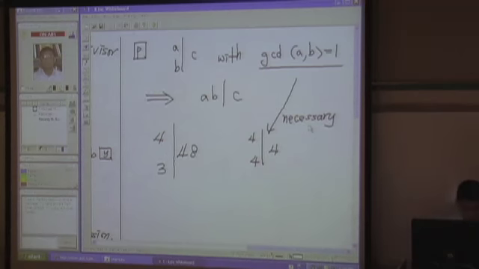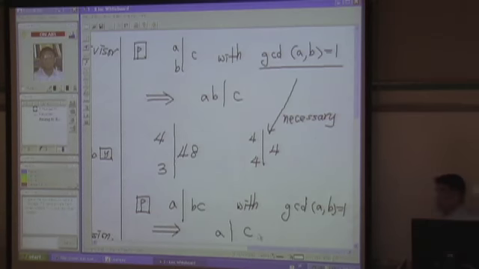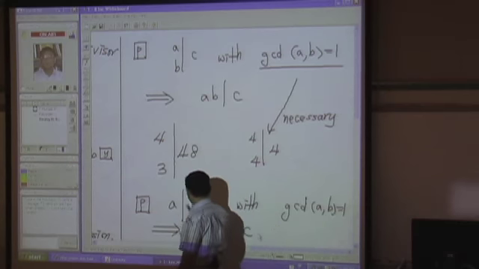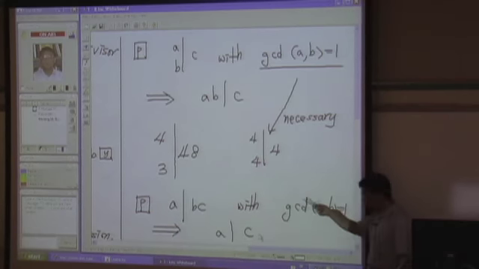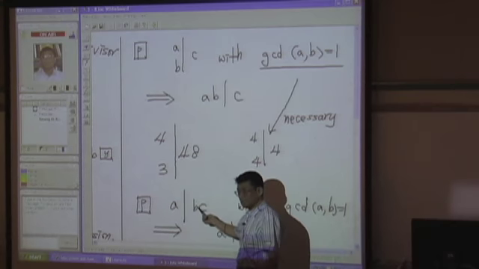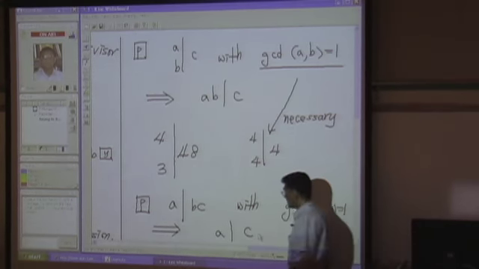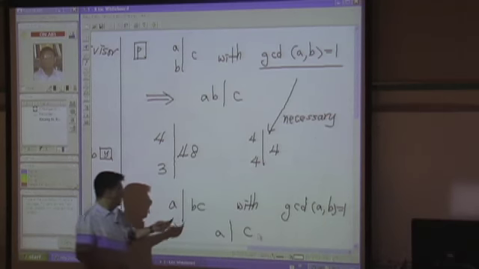The next thing: if A divides B multiplied by C, with GCD of A and B equal to 1, then A divides C. So BC is divided by A, but A does not divide B because the GCD of A and B is 1. If A divides B, then the GCD should be A. Right? Do you follow me? But the GCD of A and B is 1. So they are relatively prime, then A should divide C.